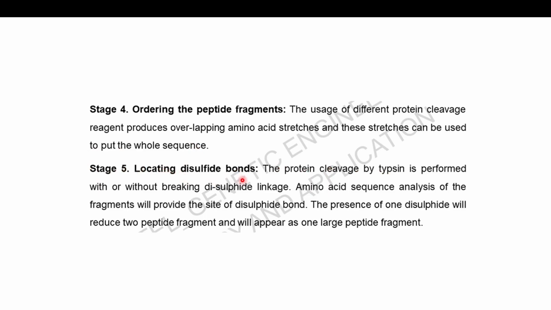Sometimes you need to locate the disulfide bonds present in a protein sequence. So you can cleave the protein by trypsin with or without breaking the disulfide linkage. And amino acid sequence analysis of the fragments will actually provide the site of the disulfide bond.